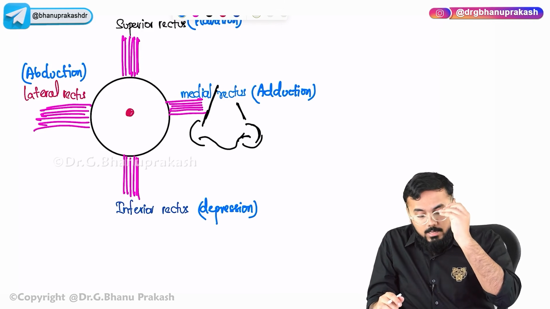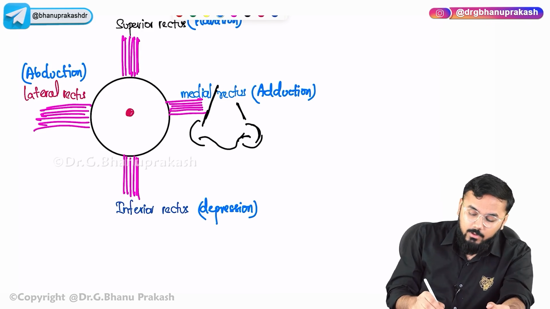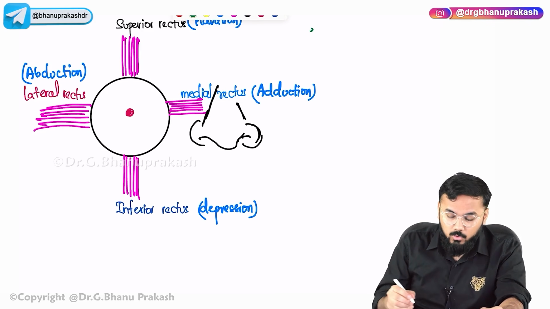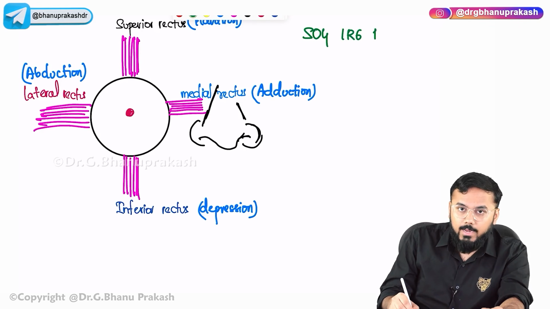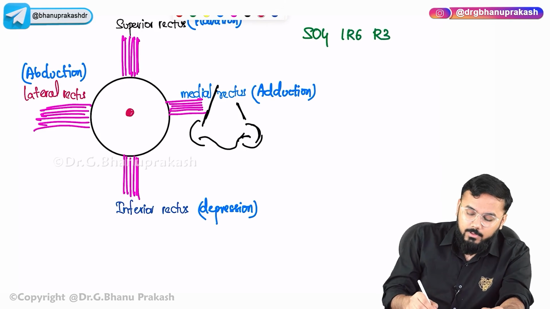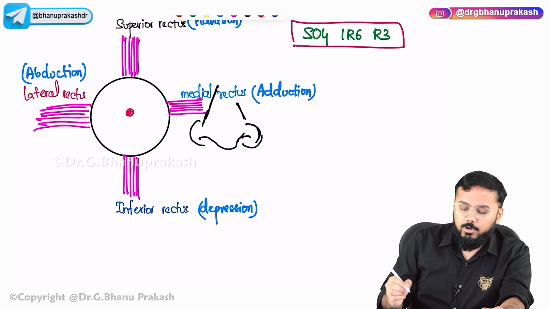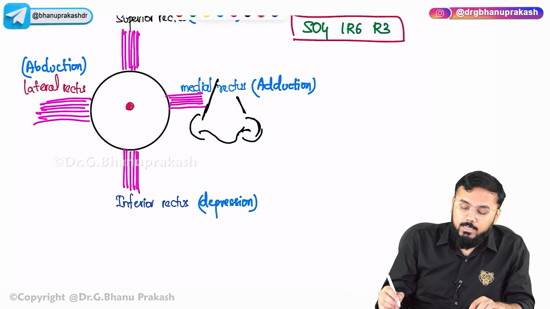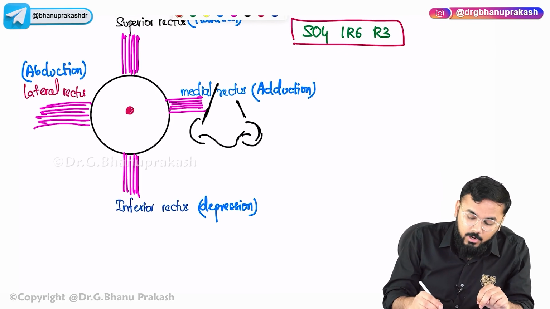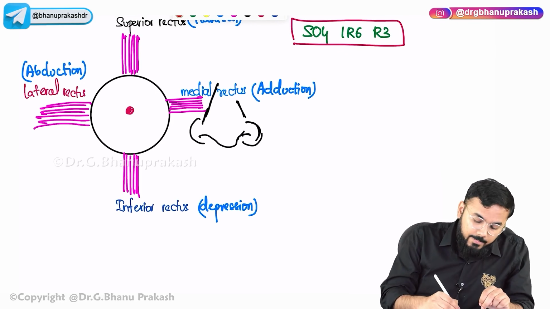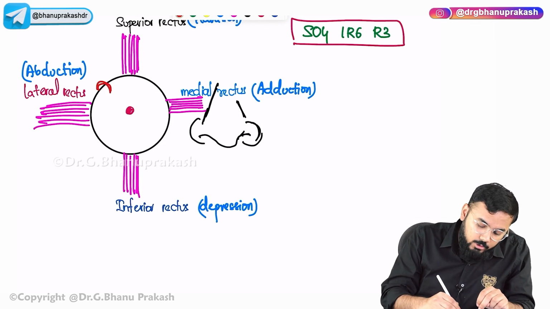Now the nerve that is innervating all these muscles: you have to remember a formula, SO4 LR6 R3. SO4 LR6 R3. What do you mean by SO4 LR6 R3? See, there are two more muscles that I have to tell you. First of all, here I forgot. What are those two more muscles? There is one muscle that is present on the top like this.